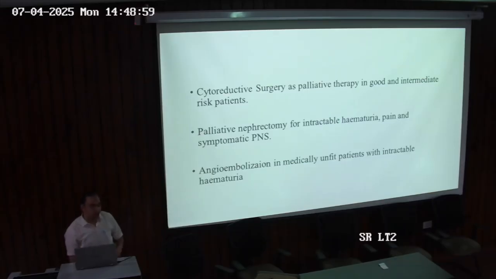The other thing is that a recent study shows that, because of the maximum tumor burden in the kidney, if we remove this kidney, then later when we give immunotherapy, the immunotherapy response will be higher. So these are the 3 indications of cytoreductive nephrectomy.